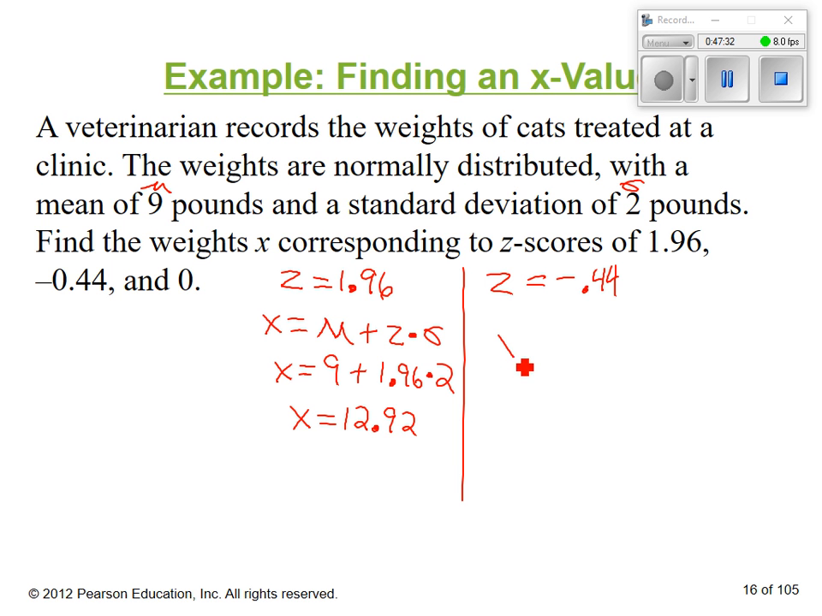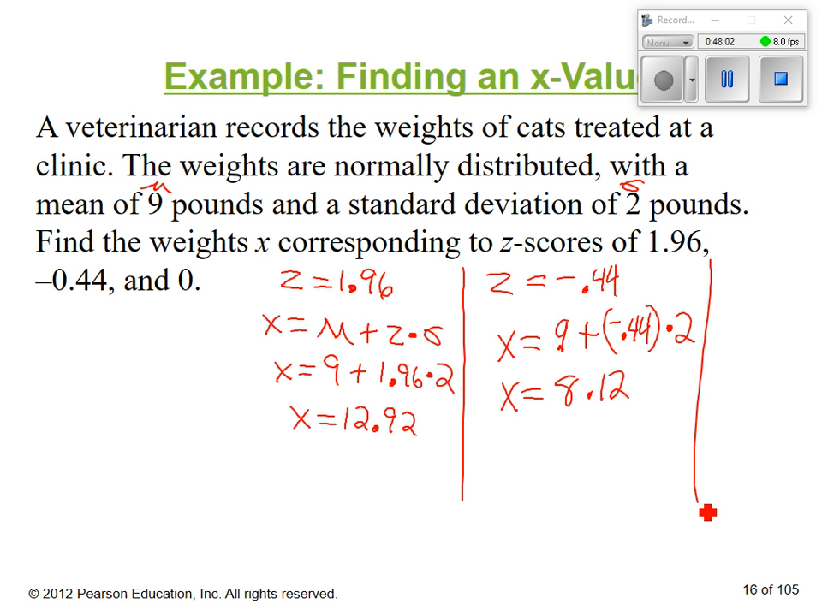So we use the same formula: X equals our mu, which is 9, plus our Z, which this time is negative 0.44, times our standard deviation, which is 2. Somebody do that on their calculator, help me out. 8.12. So about 8.12 pounds. So Grant was pretty close when he made that guess.